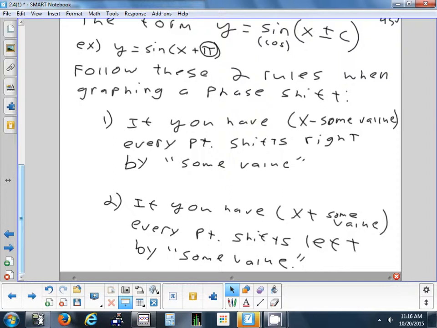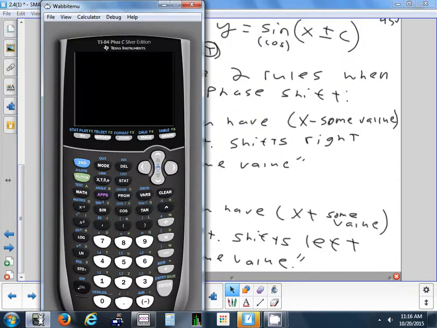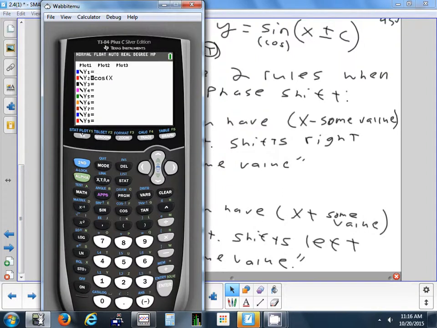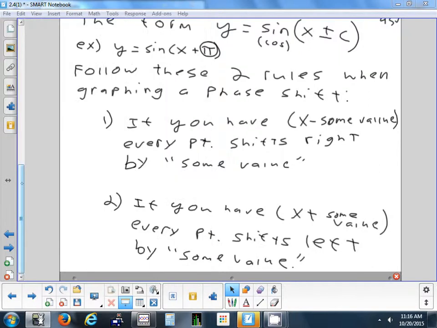Let me give you a quick example on the calculator. Let's graph sine of x. There's just the basic graph, nothing done to it. Now let me shift that graph to the left. If I want to shift left, would I put in a plus or a minus? Yeah, I'm going to put in a plus.